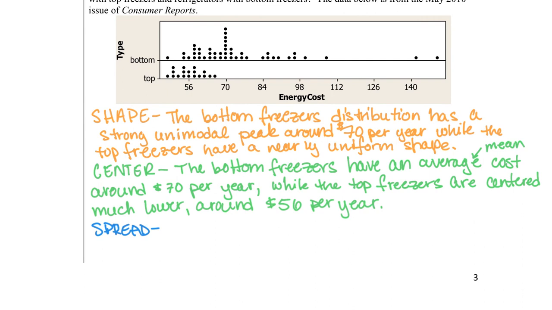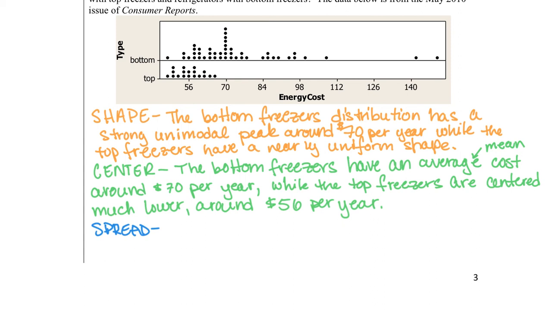So if we talk about the centers, we want to talk about the bottom freezers have an average or mean cost around $70 per year, while the top freezers are centered much lower, around $56 per year. So notice I didn't actually do any calculations, just stating what I see about where the centers are on each of these graphs. So already I can make some determination about the top freezers having a lower cost overall than the bottom freezers.